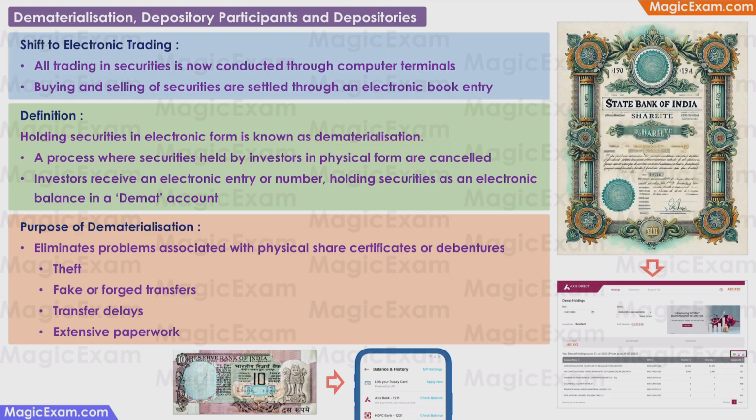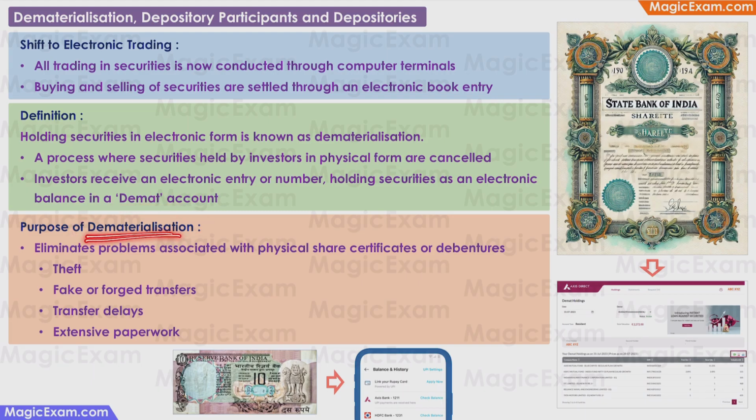Why was this required? Basically because of the shift to electronic trading, where all trading in securities is now conducted through computer terminals, and the buying and selling of securities are settled through an electronic book entry. What happens during dematerialization? The securities held by the investors in a physical form are cancelled, and the investors receive an electronic entry holding securities in an electronic balance in a demat account. Demat account means dematerialized account.